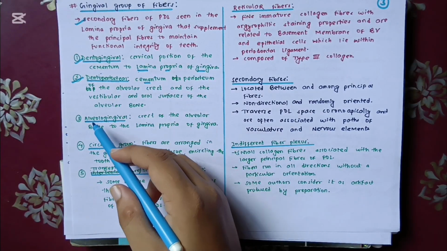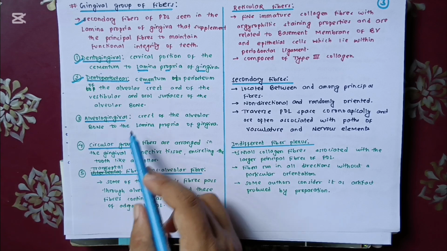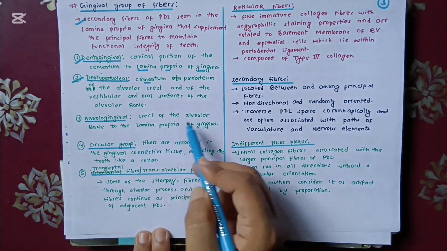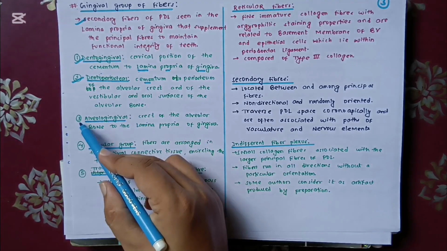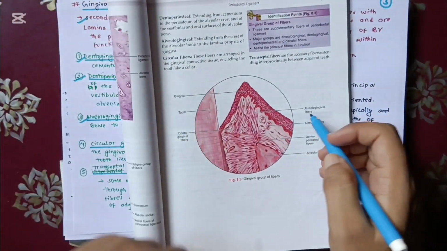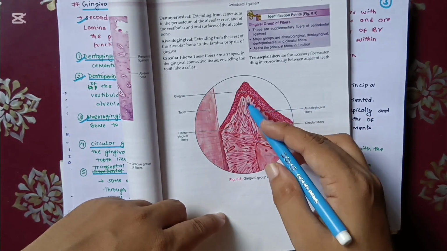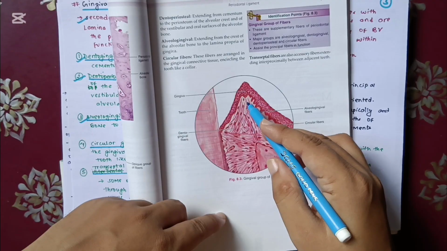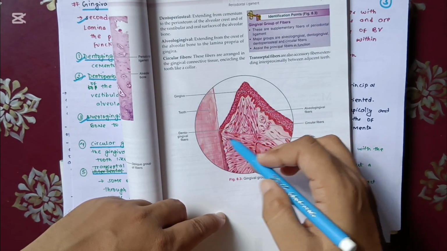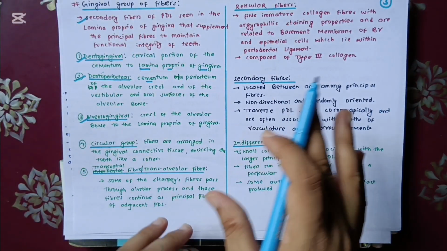The third gingival group of fiber is the alveolo-gingival, which means from the alveolar bone to the gingiva, from the crest of the alveolar bone to the lamina propria of the gingiva. I will show you the picture. In the picture, you can see alveolo-gingival means from the alveolar bone to the gingiva. And this was the dentogingival fiber, and this was the dentoperiosteal fiber. This is very easy to understand. You just have to remember the picture.